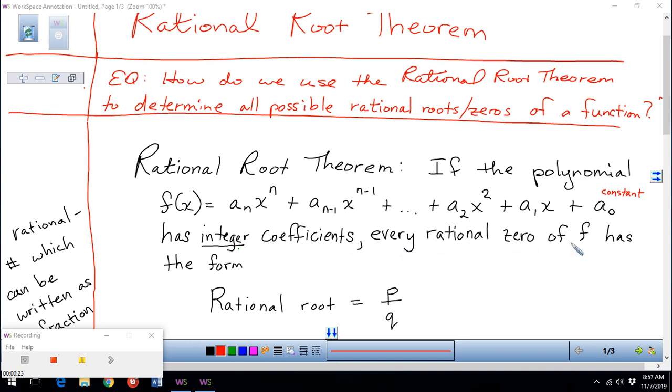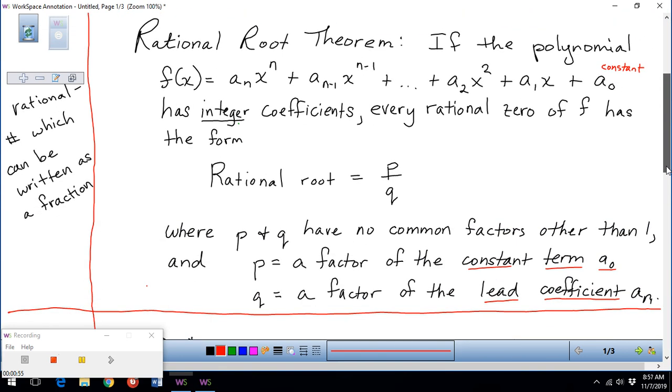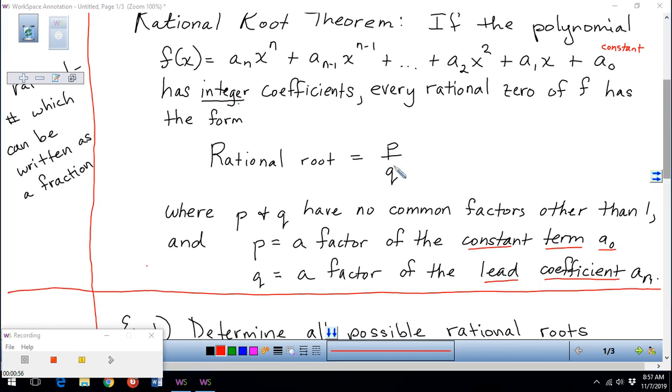Every rational zero of f has the form p divided by q. And this is called a rational root, where p and q have no common factors other than 1, and p is a factor of the constant term a sub 0, so this term at the end, and q is a factor of the lead coefficient a sub n.